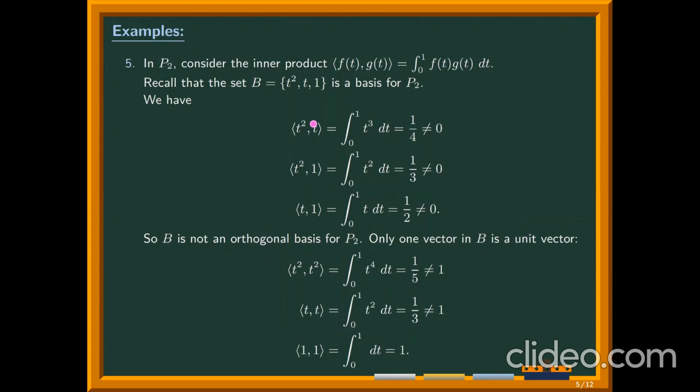Note that only one vector in this set is a unit vector. So you can compute the inner product of each vector with itself in B. The inner product of t squared with t squared is 1/5. The inner product of t and t is 1/3. Now the length of t squared is the square root of this value, and it's not 1. Similarly, the length of t is the square root of this inner product, and it's also not 1. Only the vector 1 is a unit vector in B.